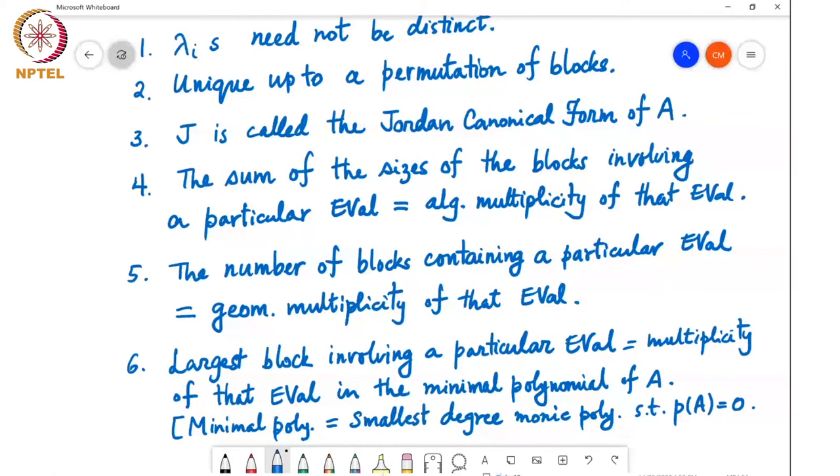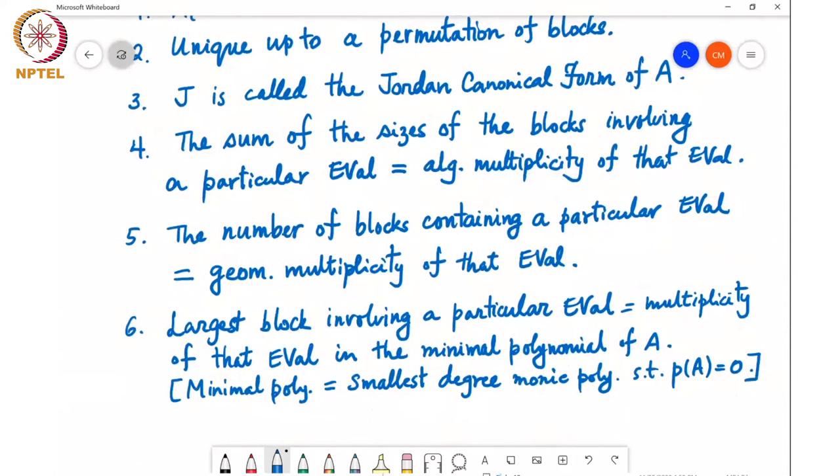So we certainly know that the characteristic polynomial is a polynomial satisfying P of A equals 0, but it's possible that there is a lower degree polynomial also satisfying P of A equals 0. And that smallest degree polynomial that you can find such that P of A equals 0 is called the minimal polynomial of A. And the largest block is basically the multiplicity of that eigenvalue in such a minimal polynomial of A.